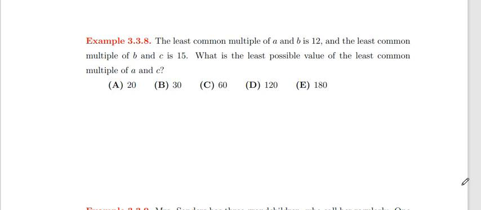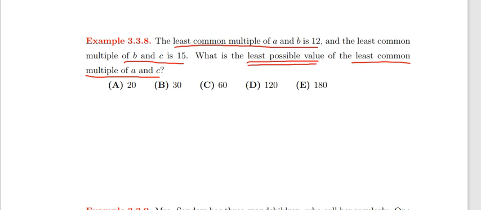Okay, so we have these numbers. We know the least common multiple for A and B is 12, and the least common multiple for B and C is 15. Then what is the least common multiple of A and B? So we have many numbers A and B such that their LCM is 12. So because we have many, we just pick the smallest. Here we want to find the smallest.